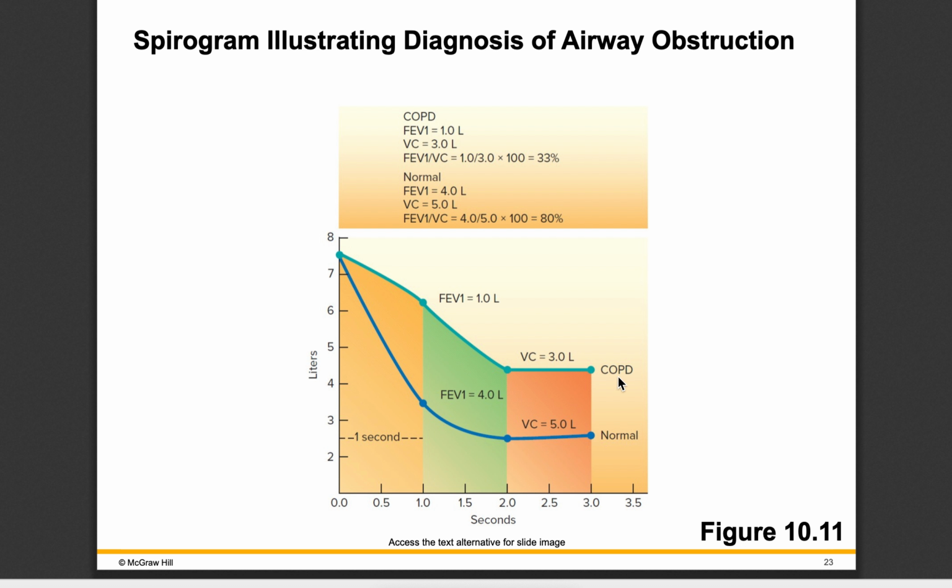Well, someone with COPD, chronic obstructive pulmonary disease, has a lot of airway resistance, and they can't force that air out as easily. And so it takes them a long time to fully exhale, and they don't actually exhale as much air as a normal person. And so this leads to some issues.